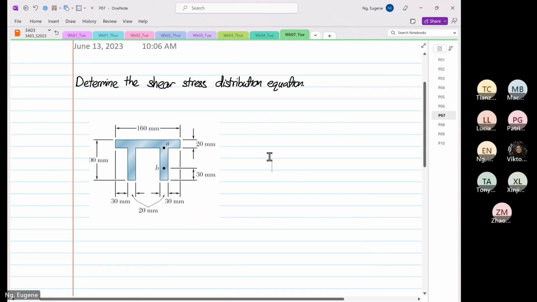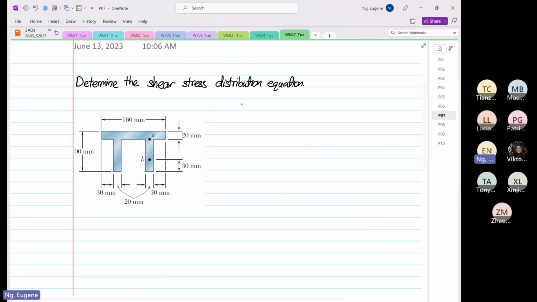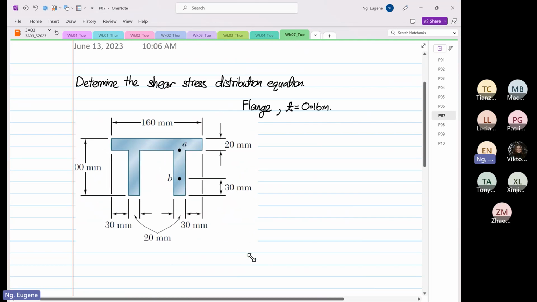Right. So now we are going to find the shear stress distribution. We are going to focus on the flange first. Why do we focus on the flange first? Because the thickness is equal to 0.16 meter. The flange has a thickness of 0.16. Now if we were to draw a centroid, let me make this diagram bigger.